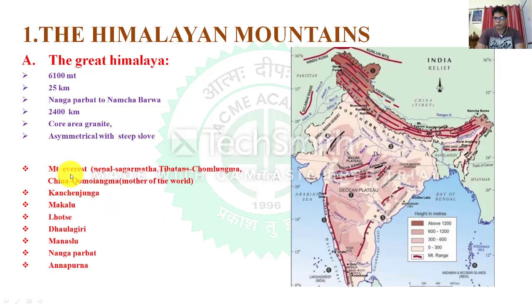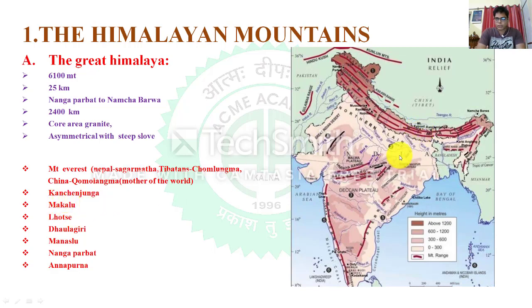First, Mount Everest is located in Nepal, where it is also called Sagarmatha. In Tibetan it is Chomolungma, and in China it is also called Qomolangma, meaning mother of the world. Perhaps you know that Mount Everest was named by a British surveyor, Everest. According to him, the name has been taken.